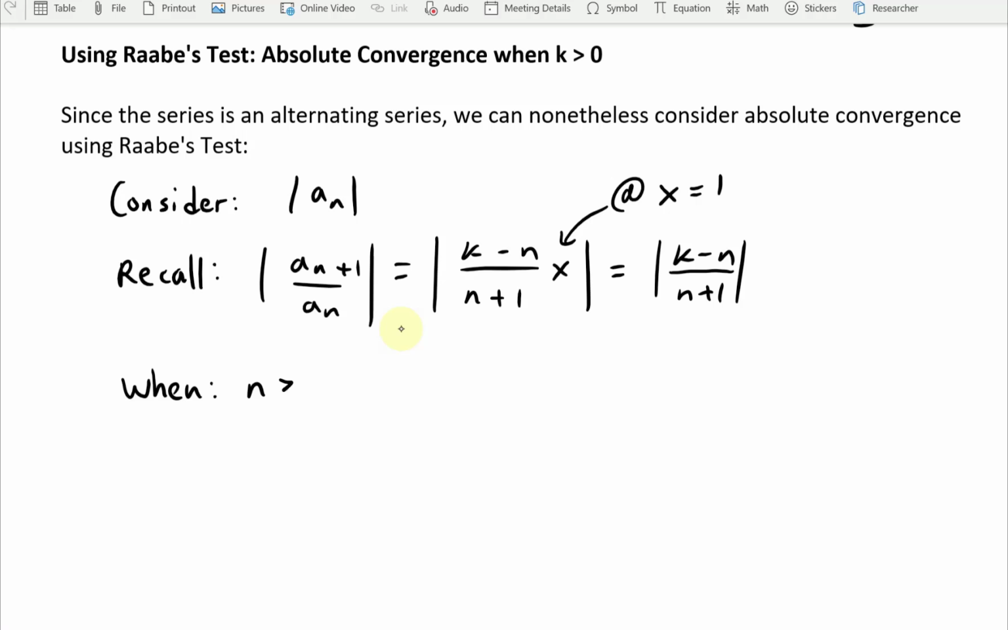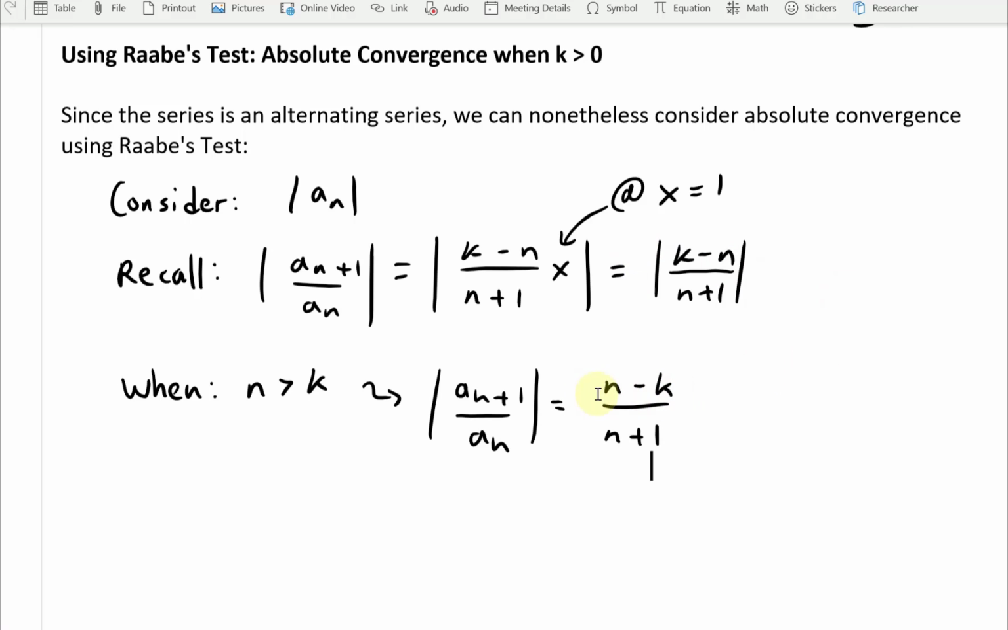All right, now that we have this, note that when n is greater than k, because remember all that matters is as we're approaching infinity, not a finite number of terms, we could write an plus 1 over an as equal to, since this is an absolute value, we can remove the absolute value and write n minus k over n plus 1, because n is greater than k, so it's always going to be positive.